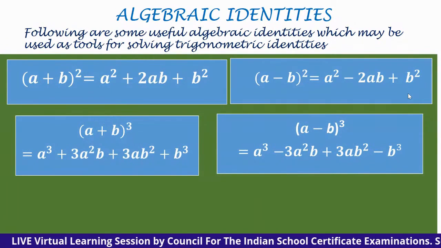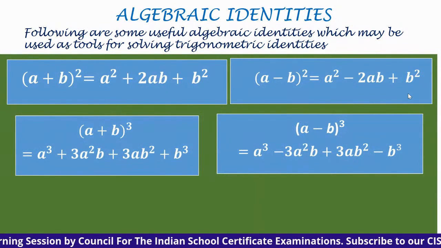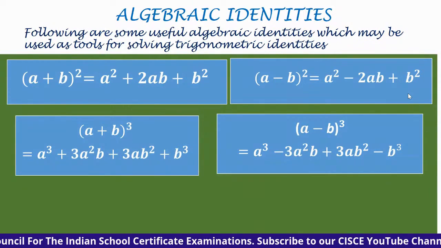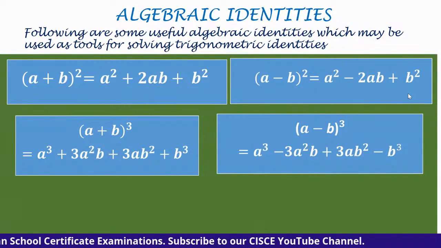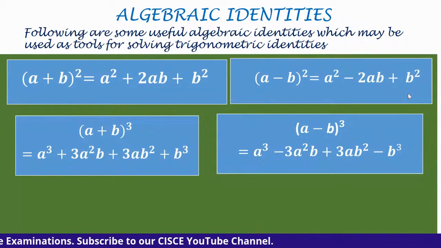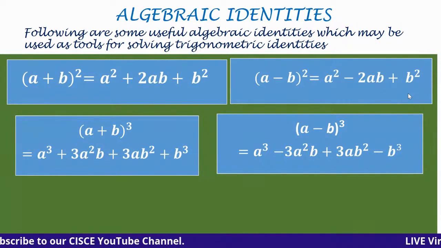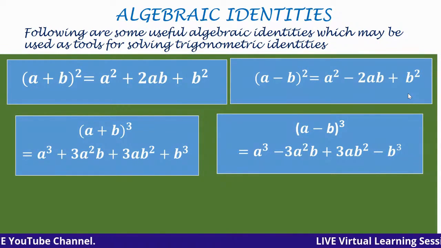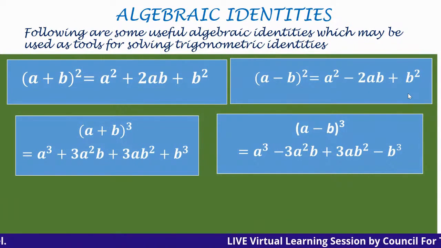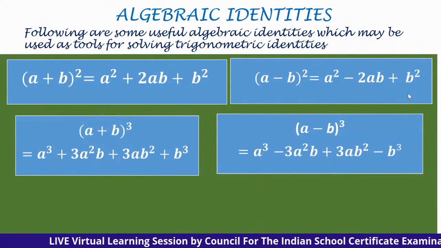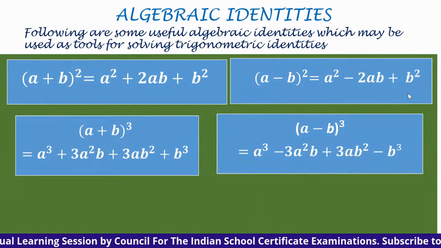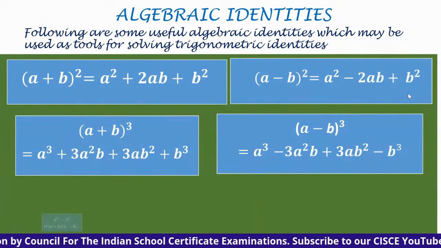Next is (a minus b) whole cubed is equal to a cubed minus 3a squared b plus 3ab squared minus b cubed. So these are expansions which you have already done, but from time to time we need to brush up whenever we are using them. Even in higher classes, you will find that we need to use these identities. These are very, very important identities.